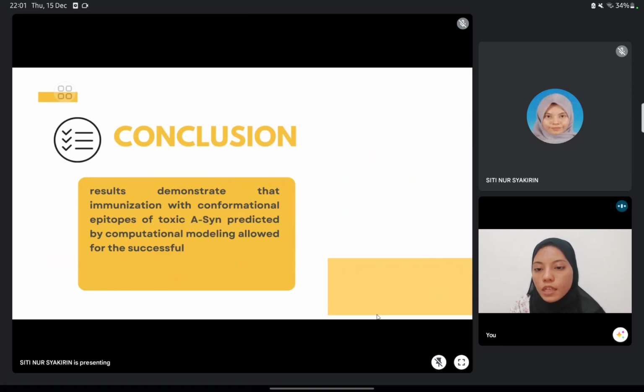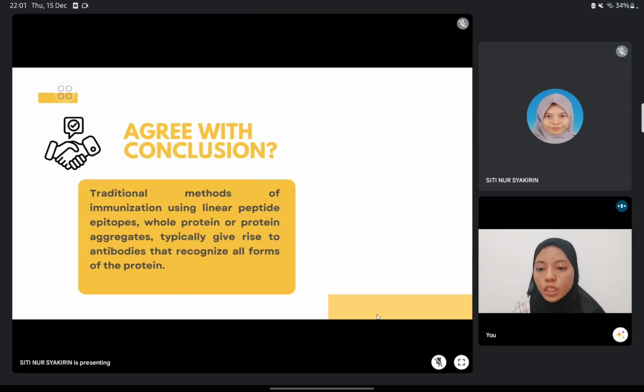And for me, I very much agree with this statement, because the traditional method of immunization using linear peptide epitopes or whole protein or protein aggregates typically gives rise to antibodies that recognize all forms of the protein. Although some alpha-syn directed MABs have been described to show greater selectivity for oligomers, significant binding to monomer is still observed along with the prominence of their reactivity with the Lewy bodies.